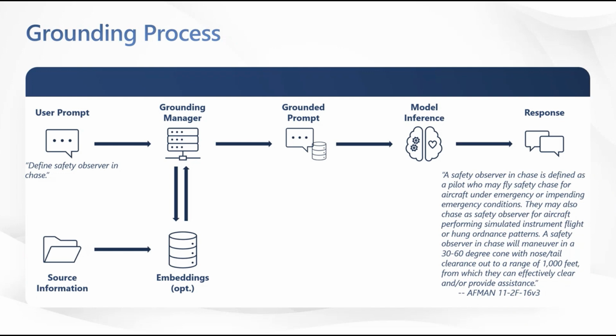And so we'll dive in a little bit more here. For example, if you were to ask the GPT model just out of the box to define safety observer and chase, you're going to get something very generic that relates to aircraft, and in case something's going wrong, you want a person to be in a certain place to assist the pilot of the plane that is having the problem.